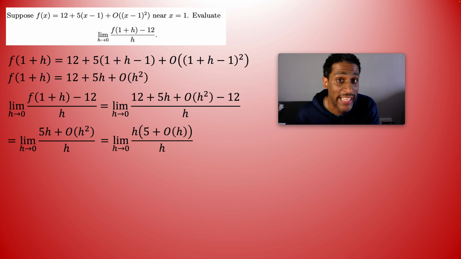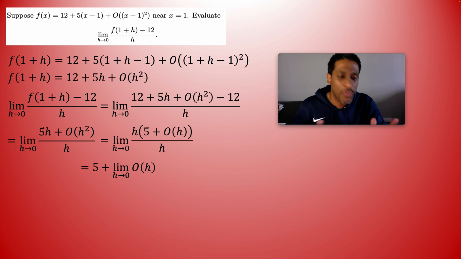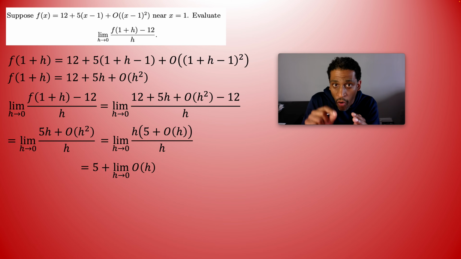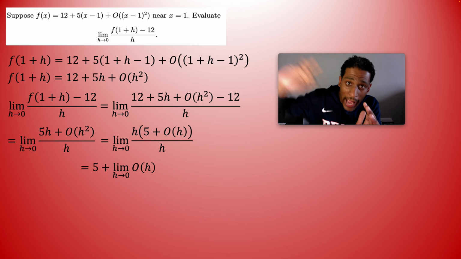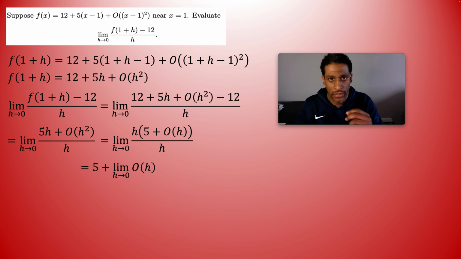Okay, you're doing a limit as h goes to 0. What is big O of h? It's a term that says basically I have terms that all have an h in them, or higher degree terms, you know, h squared, h cubed. They all have h in them, and h is going to 0, so all those terms are going to 0. The answer to the question is just 5.